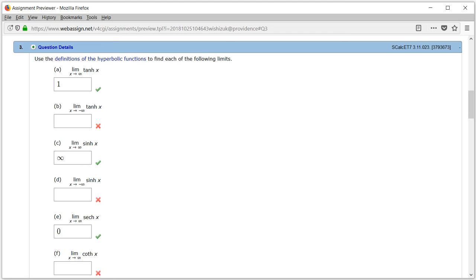I'm going to skip the rest of them since they're very similar. All you have to do is use the definition in terms of exponential functions, then just take the limit from there. That's it. I hope that this was clear.